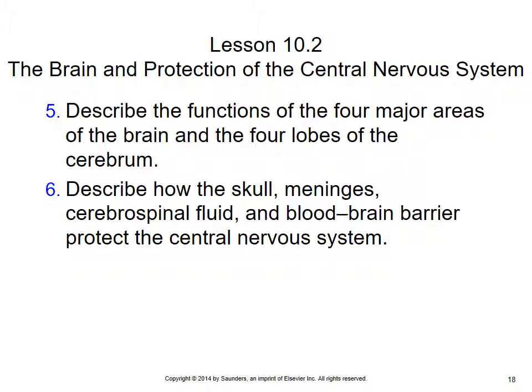The remaining objectives for the next part of the lesson are: describe the functions of the four major areas of the brain and the four lobes of the cerebrum. Describe how the skull, meninges, cerebrospinal fluid, and blood-brain barrier protect the central nervous system.